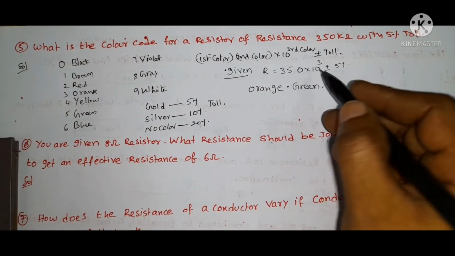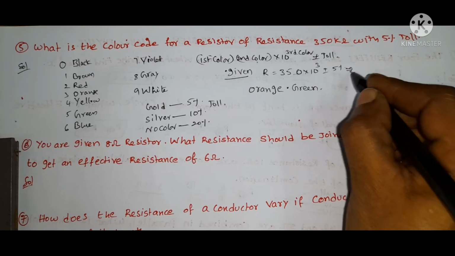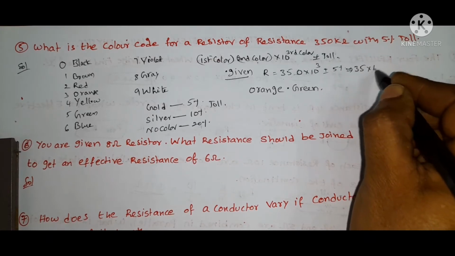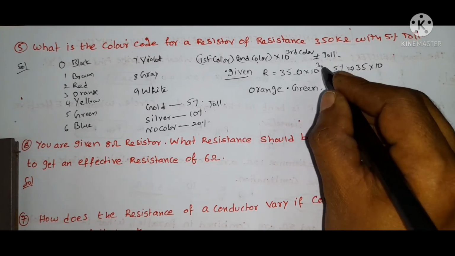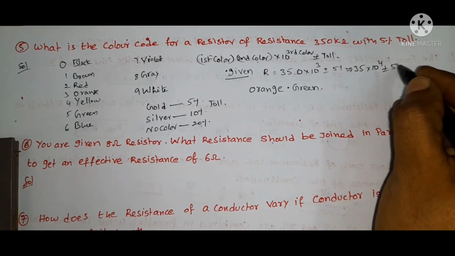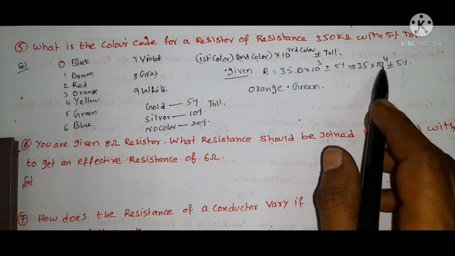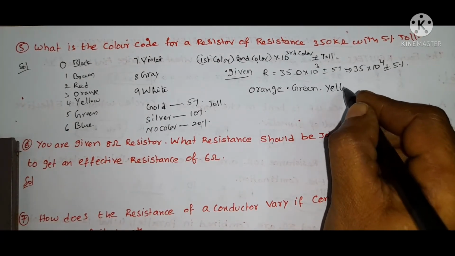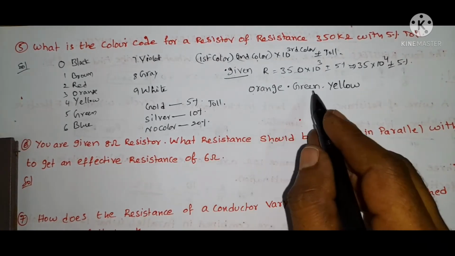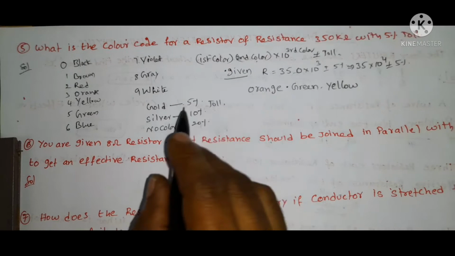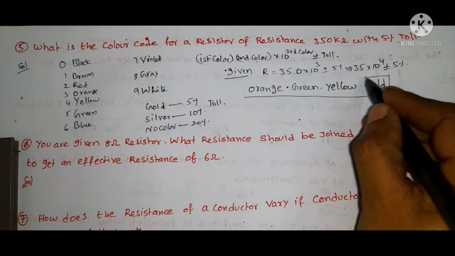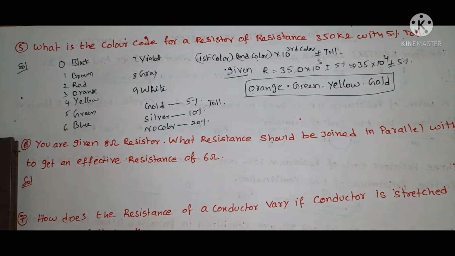That means you have to do some modifications, that is, 3, 5 into 10 power 3, that is 10 power 4, plus or minus 5%. So first color, second color, into 10 power third color. The third color is 4. 4 means yellow. So the answer will be orange, green, yellow. 5% tolerance means gold. So the color coding of the resistor is orange, green, yellow and gold. That is the answer for this.